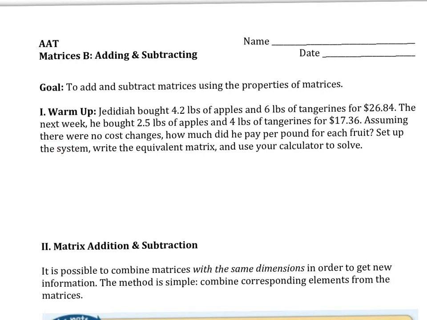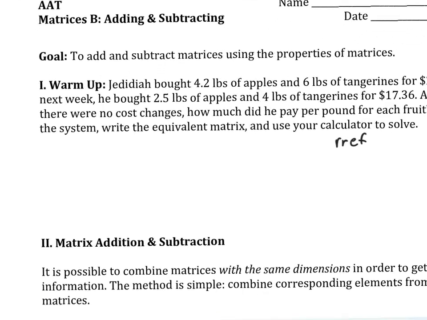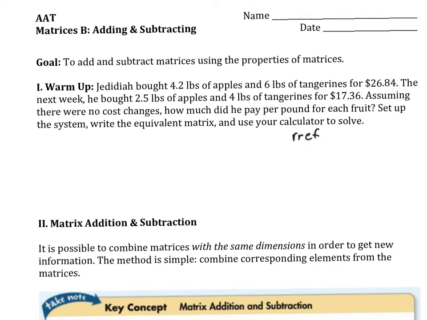We're going to set up the system. We're going to write the equivalent matrix, and then we're just going to jump straight to our calculator and use the ref function. All right, so what does our system look like? First off, we need to define our variables. So, for example, we could say A for apples. I know, crazy talk. Next, maybe T for tangerines? That could work.